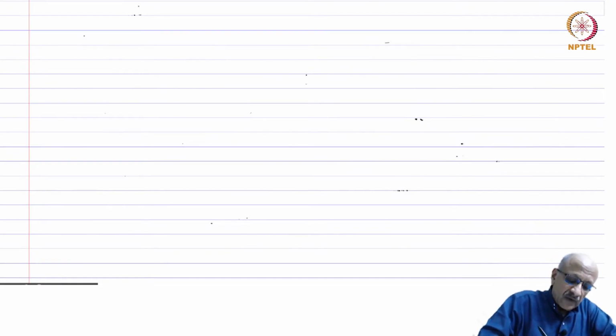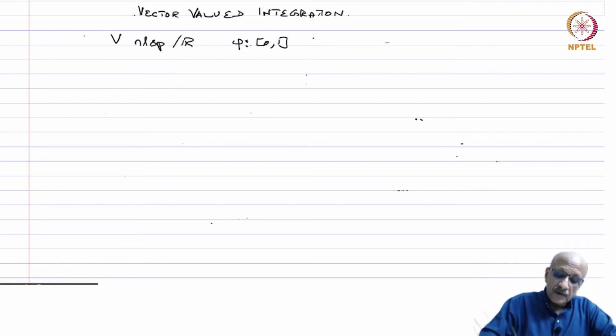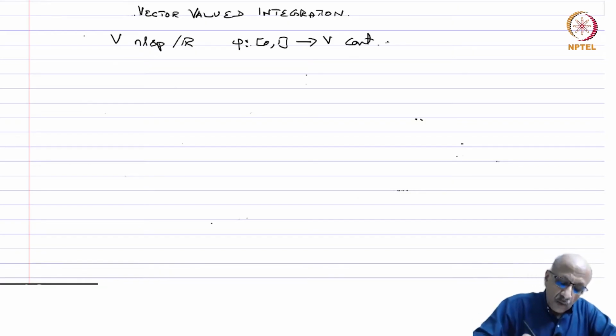Okay, we will now discuss vector valued integration. So let us take V to be a normed linear space over R, and let phi, for instance, be a function from [0, 1] to V, let us say continuous. So we want to give a meaning for the integral from 0 to 1 of phi(t) dt.